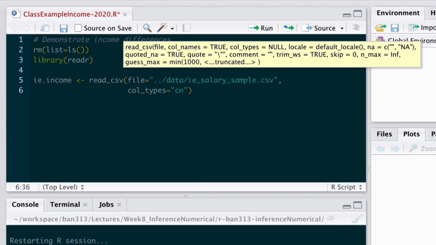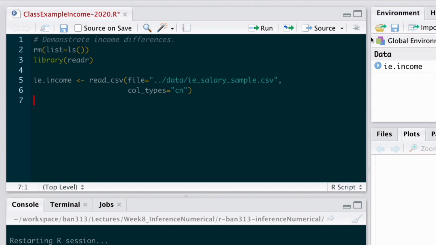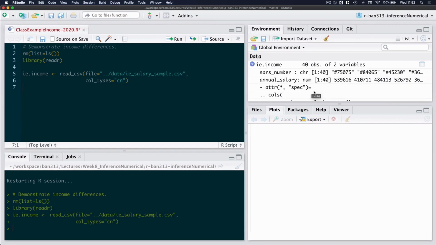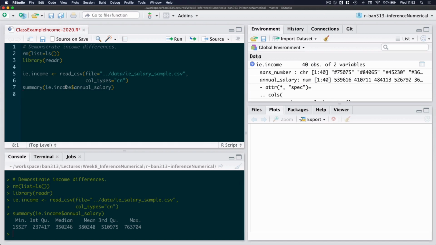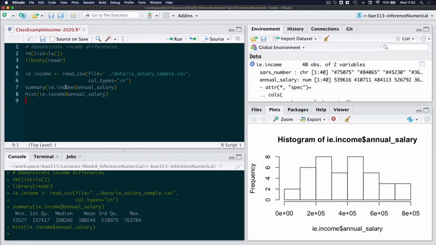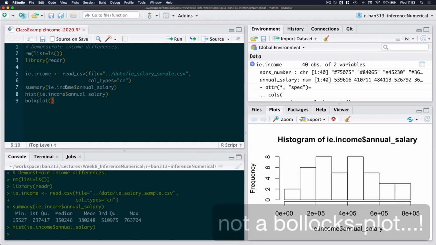If you don't know this, you just need to open up your CSV file in a text editor of some sort and first have a look at the file. Right, so there's the SARS, South African Revenue Services reference number and the annual salary. So we can do a couple of things to investigate the data. We can either call the summary function, we can draw a histogram, or we can draw a box plot.